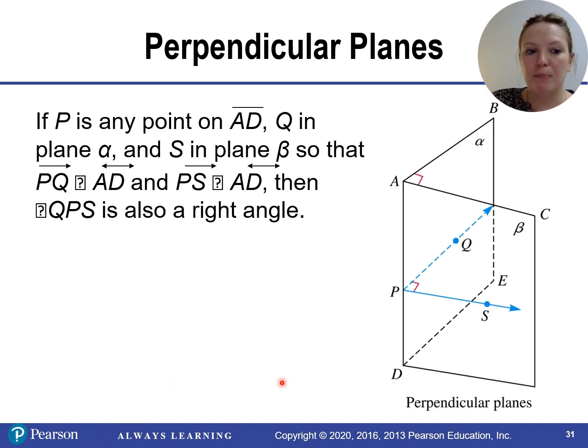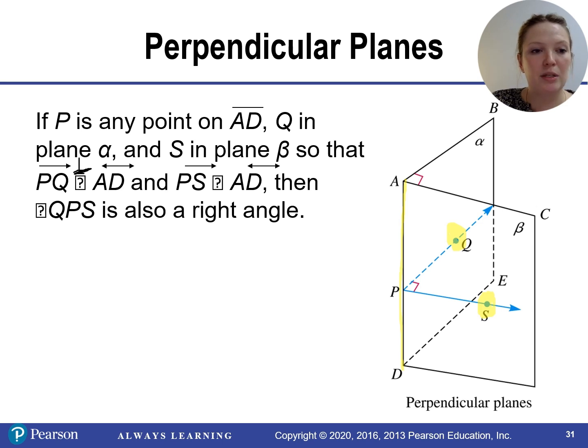We can also talk about planes being perpendicular. So if P is a point on a line AD, I'll highlight line AD here. Q is in plane alpha, so Q is this point here in plane alpha. And S is a point in plane beta. S is here on this plane. And then again, I apologize for the PowerPoint falling behind, but this should be a perpendicular symbol.